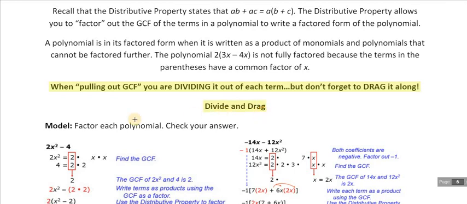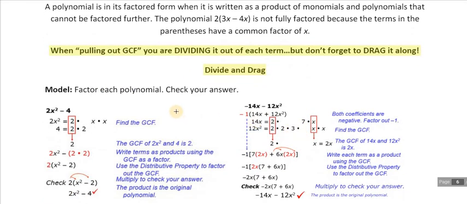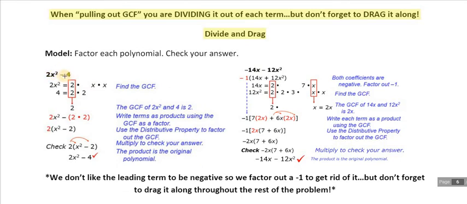So take a look at these 2 examples. If I look at 2x squared minus 4, both of these terms have a 2 in common. No x's, just 2. So if I divide a 2 into 2x squared, I'm going to be left with x squared. If I divide a 2 into 4, I'm going to be left with 2. Drag along that GCF of 2, so 2 times the quantity x squared minus 2. The work shown here is a little bit different than what we do, so don't worry too much about that.